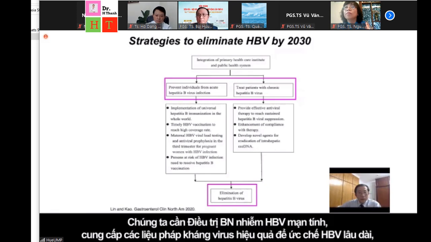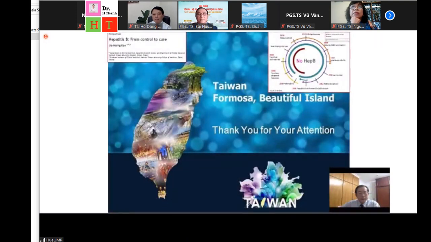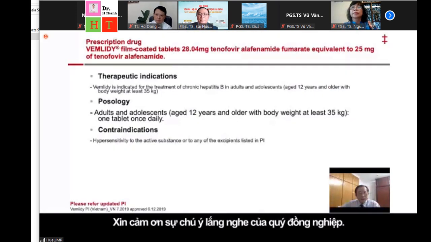We also need to treat patients with hepatitis B in time by providing effective antiviral treatment to reach sustained viral suppression and also enhance compliance with antiviral therapy. Of course, we need to develop novel agents for the eradication of intrahepatic cccDNA. Then we can provide a finite therapy to chronic hepatitis B patients, as we did for patients with chronic hepatitis C. With this, thank you for your attention.